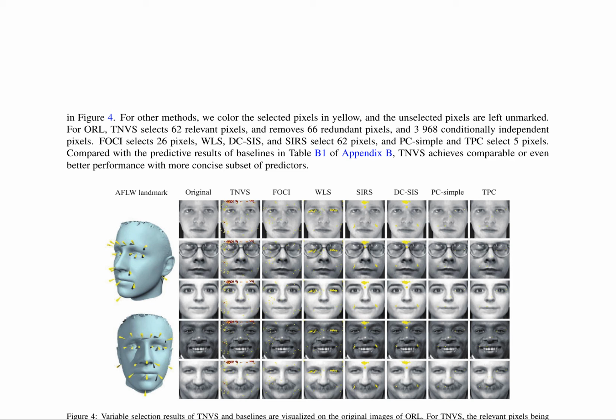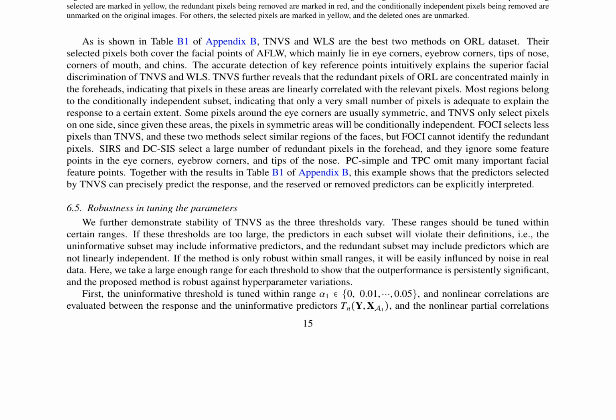This explains the superior facial discrimination achieved by TNVS and WLS, which are the top 2 performing methods on the ORL dataset. In contrast, foci selects fewer pixels than TNVS but omits redundant pixels, while SIRS and DCSIS select a large number of redundant pixels in the forehead, omitting some feature points in the eye corners, eyebrow corners, and tips of the nose. PC Simple and TPC, on the other hand, omit many important facial feature points.